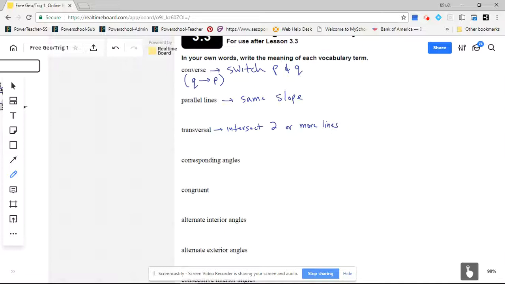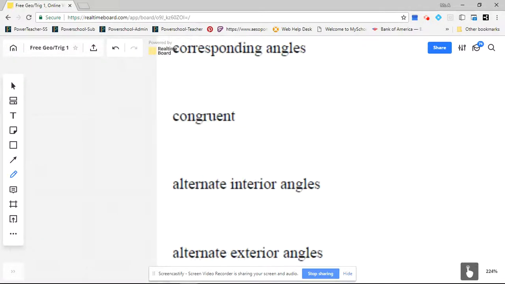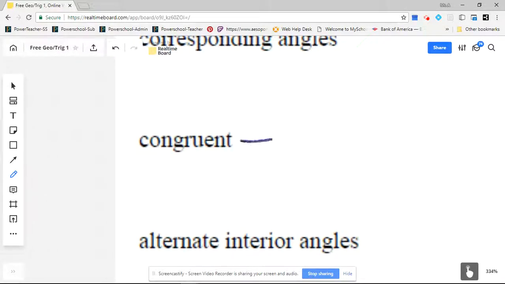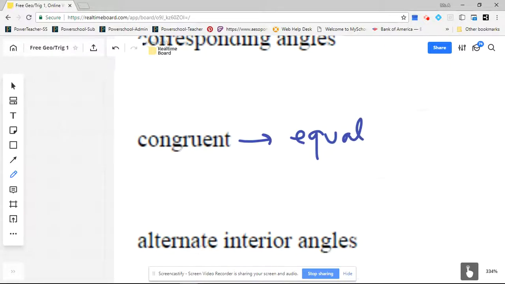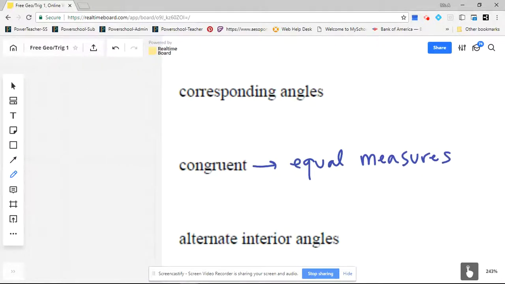The congruent is kind of, I don't know why they put corresponding then congruent. We know what congruent means. It just means equal measures. So if two angles have the same degrees, they're equal measures. That means they're congruent angles. Or if two segments have the same measure, they're equal or congruent.